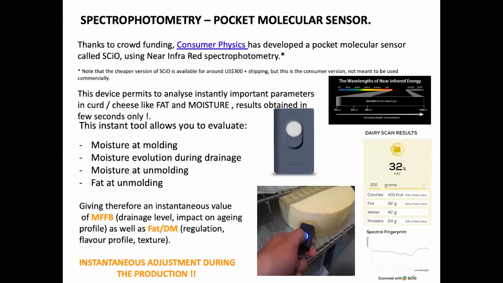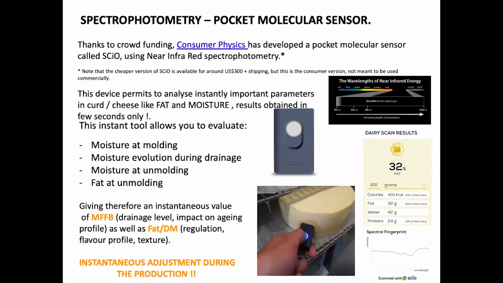Having those major values, fat and moisture, we can easily calculate the MFFB, which is the moisture in fat-free basis, which is the consequence of the drainage level. And the value of the MFFB will impact the aging profile. The higher the MFFB, the faster the aging process, or the less control you have on the aging profile. To calculate the MFFB, you divide the moisture value by 100 minus fat. So MFFB is moisture divided by 100 minus fat.